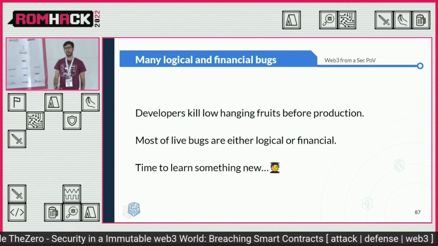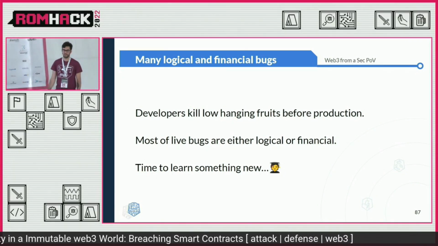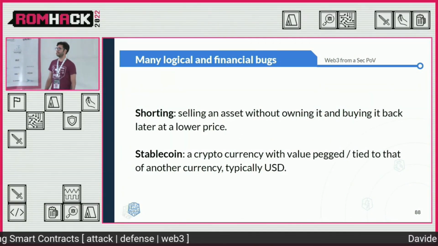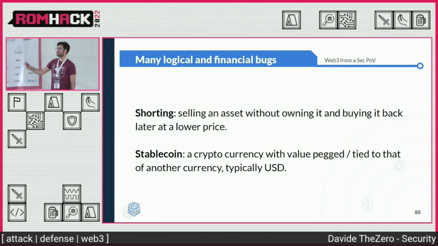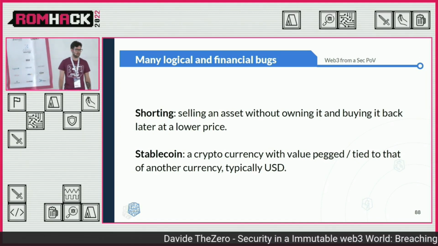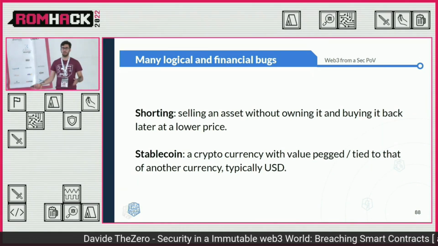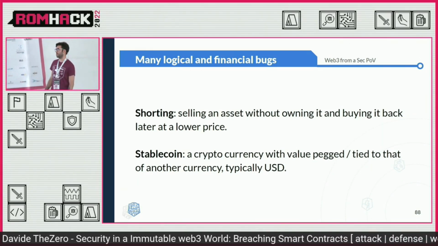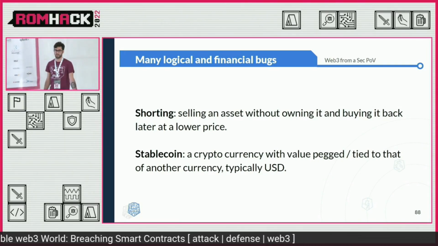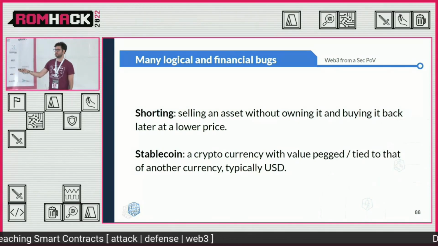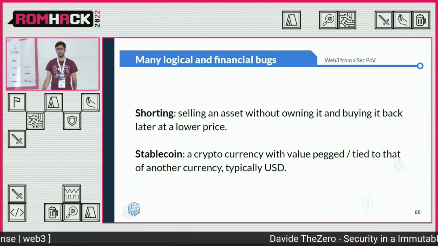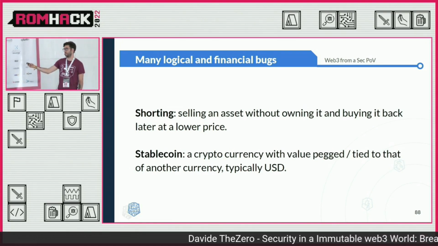And I have to teach you some new concepts about finance and economics, and it will be easy. The first concept is shorting, so selling an asset without really owning it, so borrowing it from someone else and buying it later when the price is lower. And the concept of stablecoin, that is a cryptocurrency whose value is fixed to the value of another currency, for example, the US dollar.